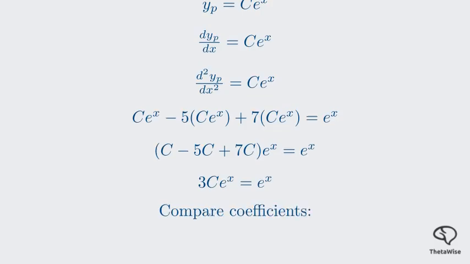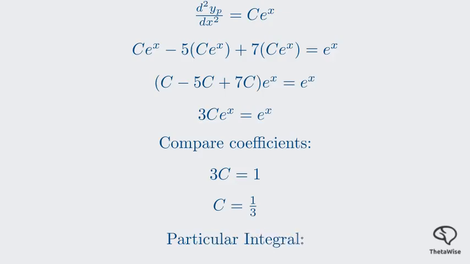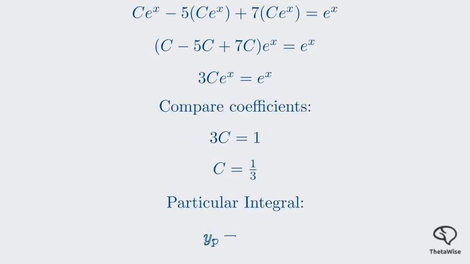For this equation to hold true for all x, the coefficients of e to the x on both sides must be equal. So we must have 3c equals 1. Solving for c, we find that c must be 1/3. And just like that, we have found the value of our constant. Therefore, our particular integral is y sub p equals 1/3 e to the x. This is the second and final piece of our solution.